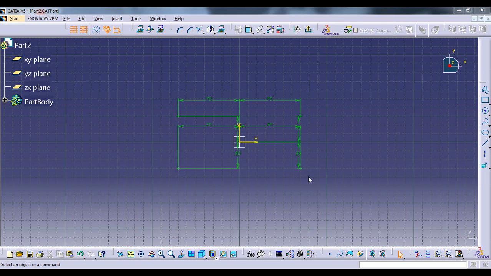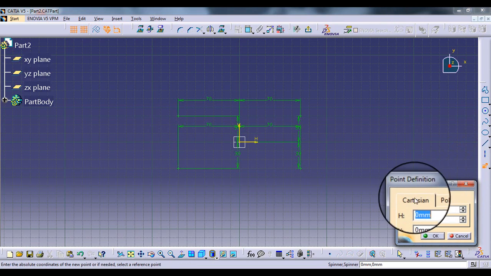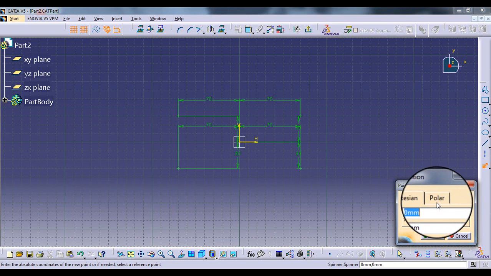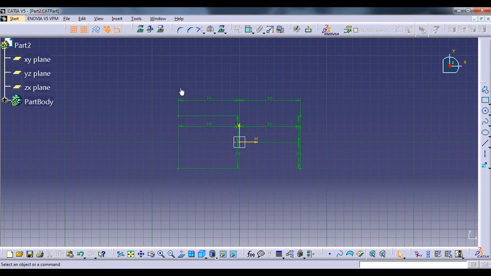So these points are being plotted with the help of this Cartesian coordinate system, but we can also plot it using polar coordinate system. So first I will clear this. So polar coordinate system basically is defined by r and theta. So r is the radial distance while theta is the angle with respect to the horizontal axis.